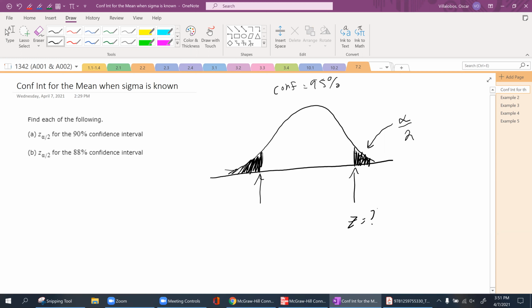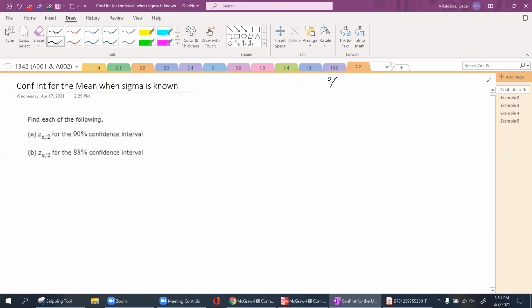So let's go ahead and get started. Let's do problem A. I need to find z sub alpha divided by 2 for the 90% confidence interval.